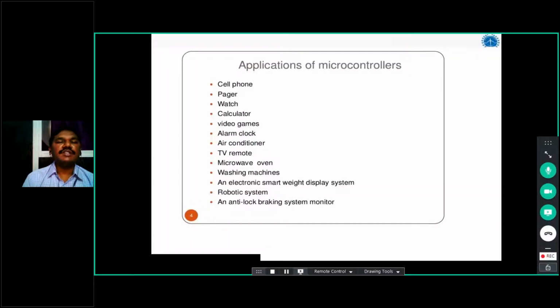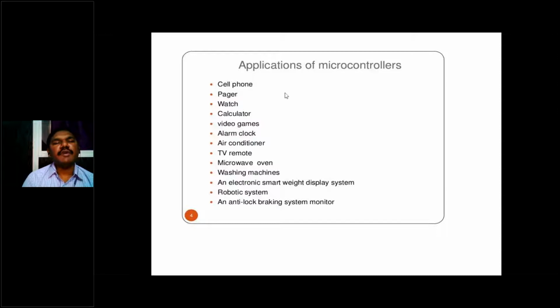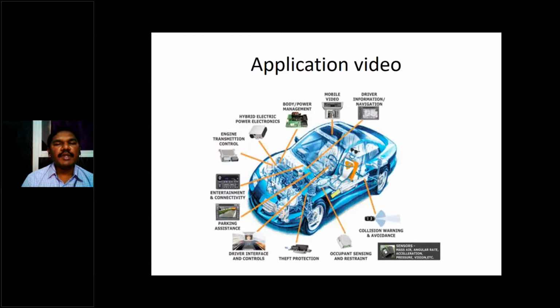Next, these are the applications of microcontrollers. Today we are using cell phones. In olden days, they used pagers in 2002 and 2003, and we have watches, digital watches, smart watches, calculators, video games, alarm clocks, air conditioners, TV remotes, micro ovens, washing machines, smart digital weighing display systems, robotics. Almost everywhere we are using microcontrollers. So here I want to show some of the applications.